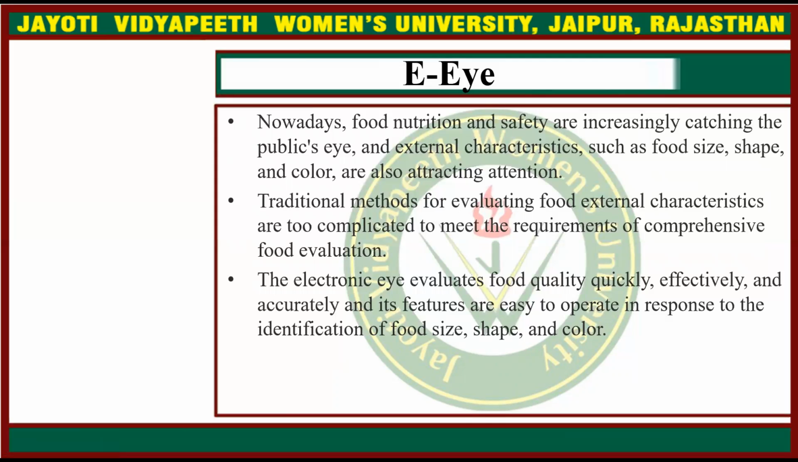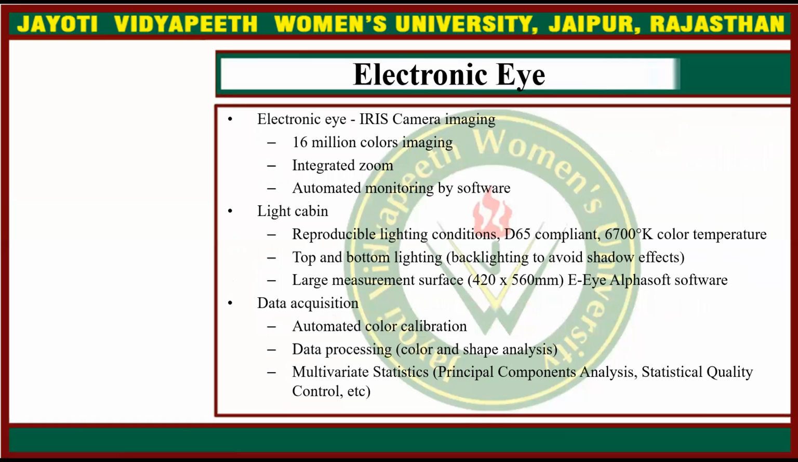Nowadays, food nutrition and safety are increasingly catching the public's eye, and external characteristics such as food size, shape, and color are also attracting attention. Traditional methods for evaluating food external characteristics are too complicated to meet the requirements of comprehensive food evaluation. The electronic eye evaluates food quality quickly, effectively, and accurately, and it is easy to operate in response to the identification of food size, shape, and color.